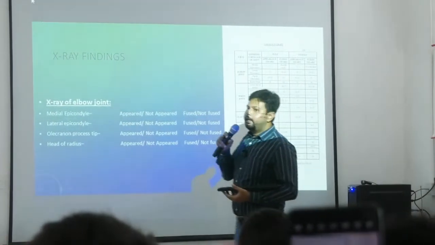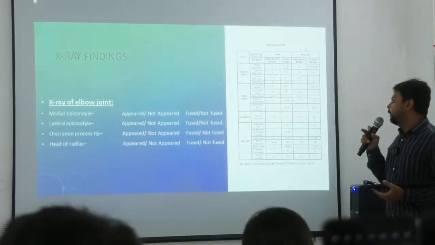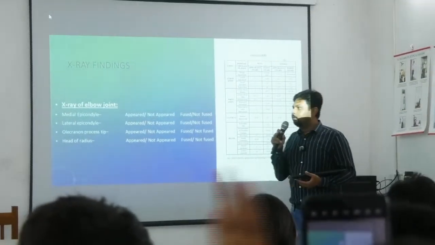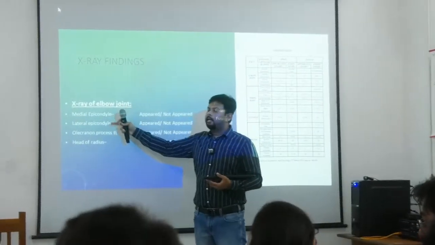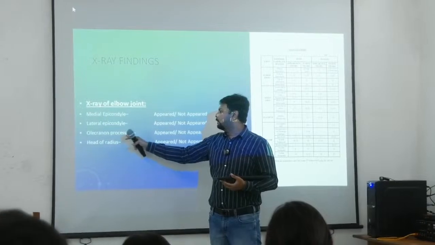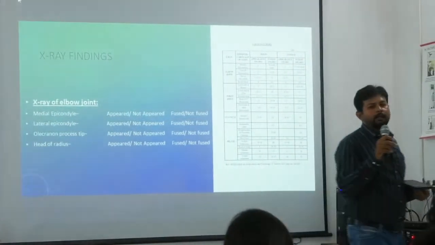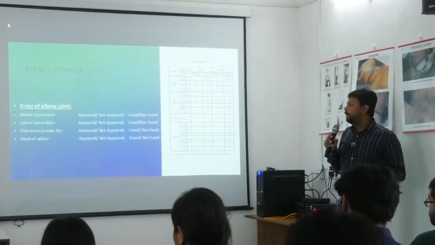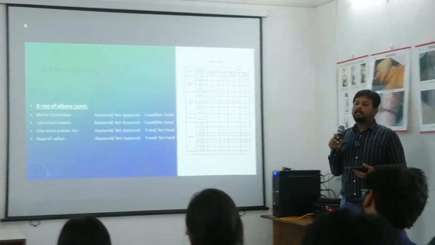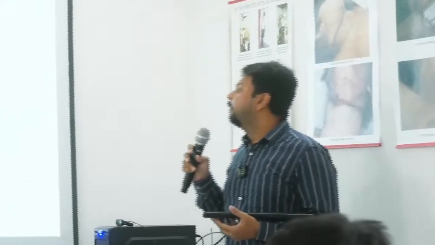So what are the findings we should know? মানে কি relevant জিনিসগুলো দেখতে হবে, তার থেকে আমরা এজ এস্টিমেট করতে পারবো। সো দি ফাইন্ডিংস শুড বি, কি লাগবে আমাদের, মিডিয়াল এপিকন্ডাইল, ল্যাটারাল এপিকন্ডাইল, ওলেক্ট্রনন প্রসেসের টিপ and head of radius. These 4 parameters will give us the age. কি আছে, medial epicondyle, lateral epicondyle, tip of olecranon process and radial head, ঠিক আছে। So these will either appear, if appeared they may fuse or they may not fuse.